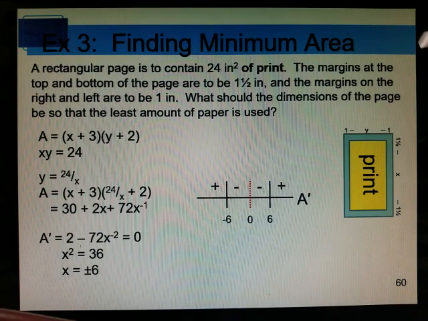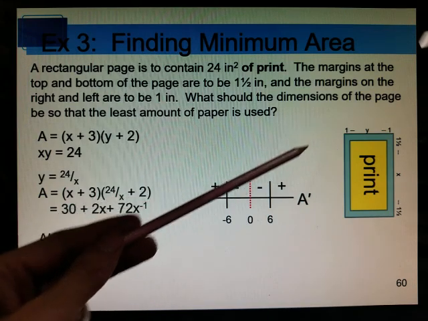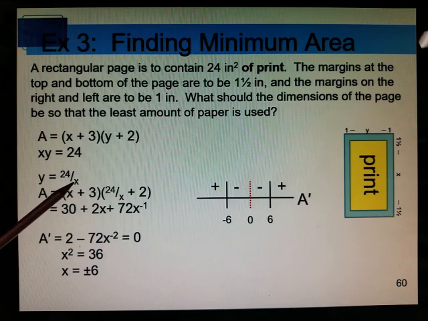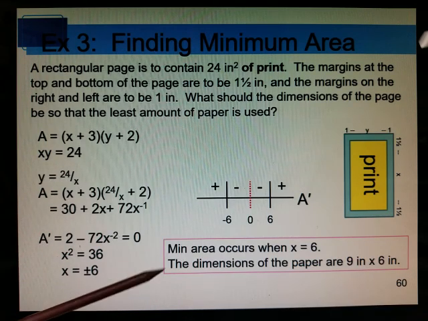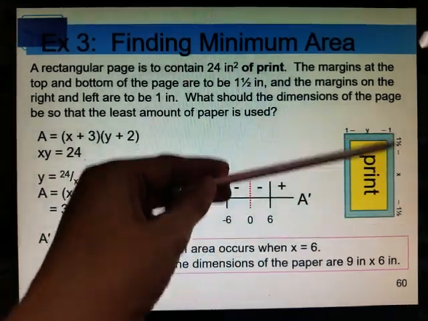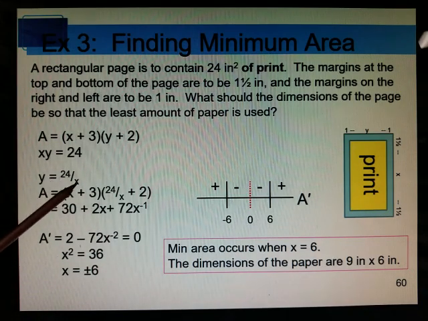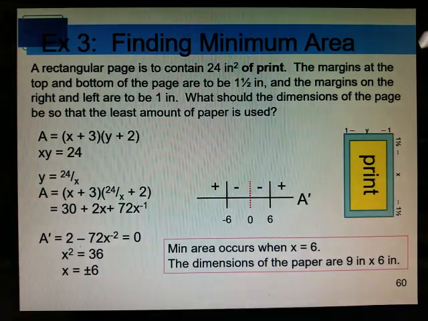Because remember, this is telling me on my original function, my graph is decreasing from 0 to 6, increasing from 6 to infinity. So I would have a minimum at x equals 6. If x equals 6, then y equals 4. If x equals 6, this was 6 plus the 3, so that width of the paper would have to be 9. y was 4: 24 divided by 6 gave me y is 4. 4 plus the 2 gives me 6 for the other dimension.